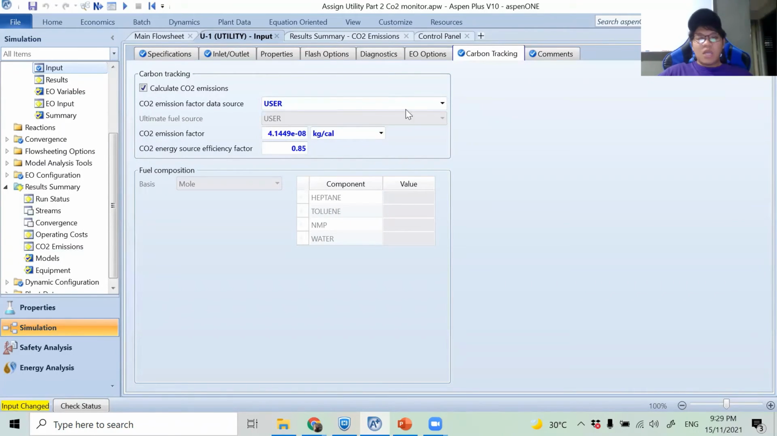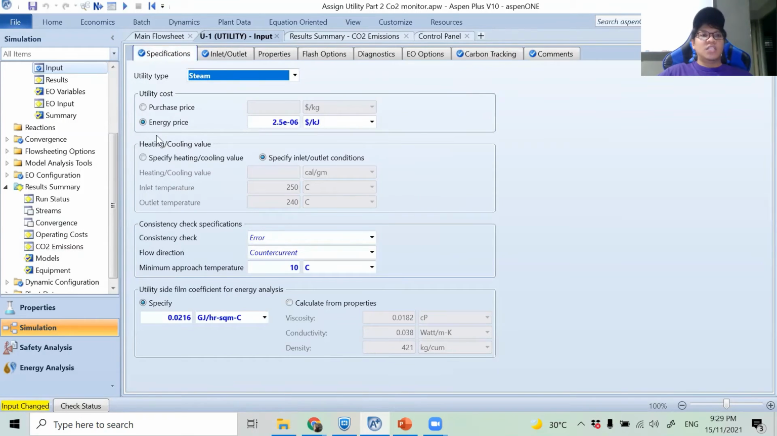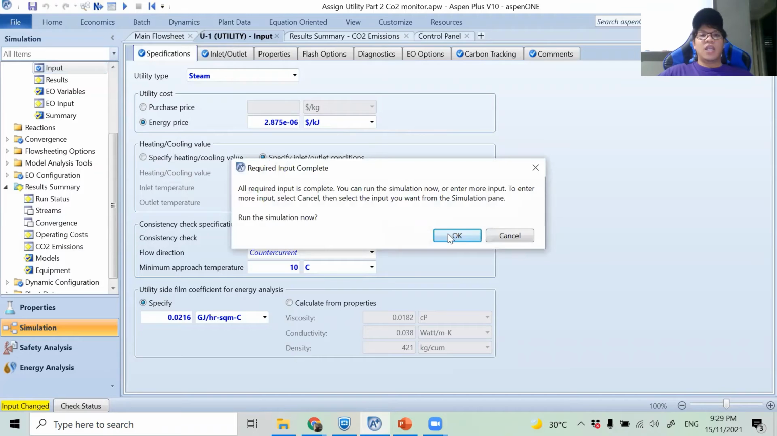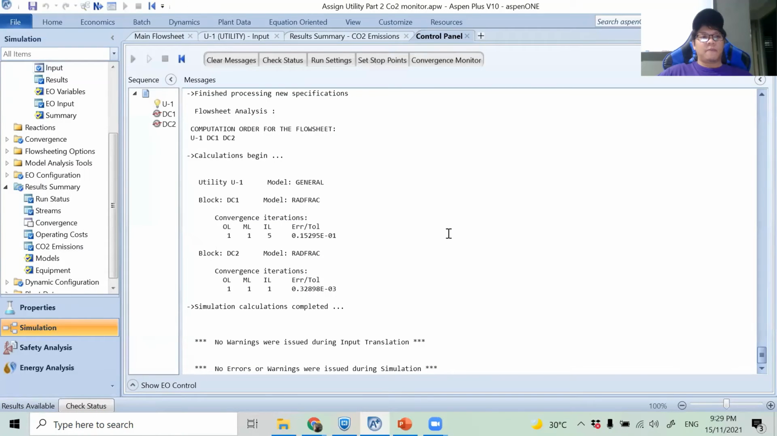Now, if you remember, because of this carbon capture technology, the cost of the electricity for the company rises by 15%. So to reflect that, I'm going to change this energy price. 15% higher than 2.5 is around 2.875. So there's the values, and then click next, and then hit OK.